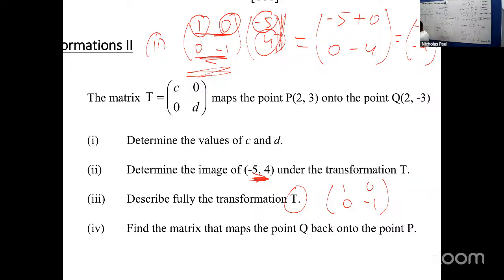Describe the matrix that maps Q back to P, the other way around. So we just did P to Q, and it was a reflection in the x-axis, right? How do you find the reverse? Find the inverse, right?